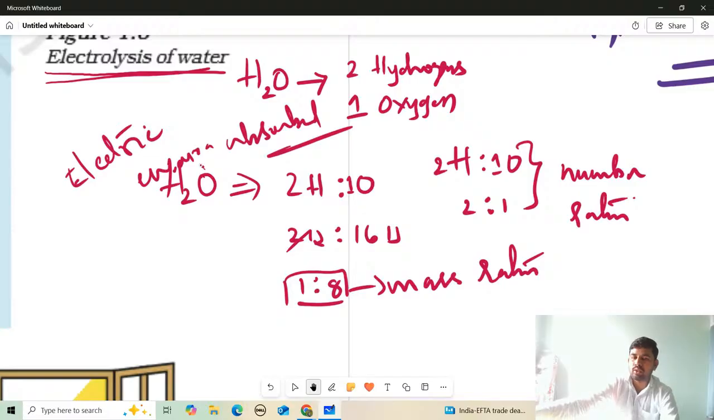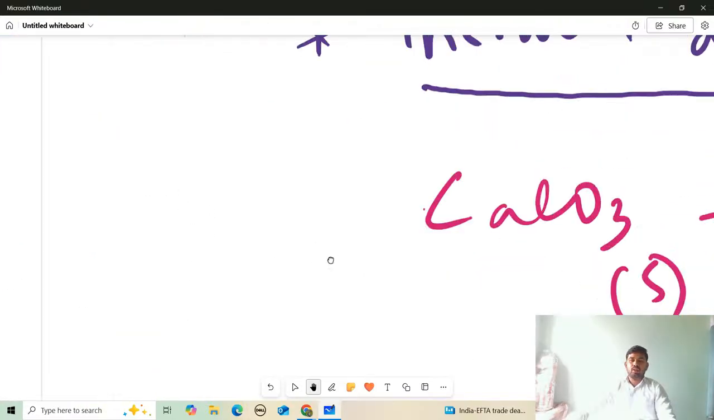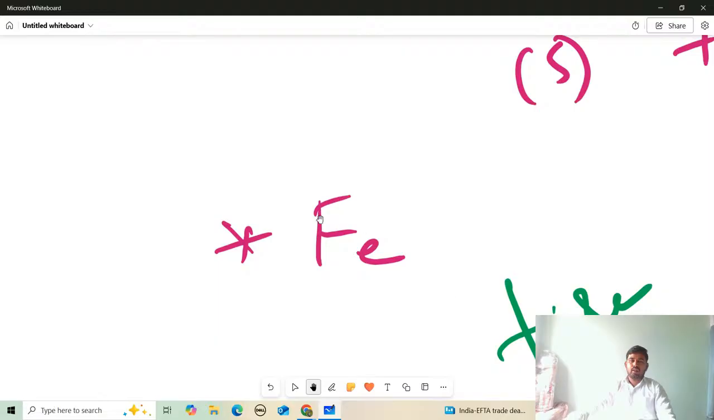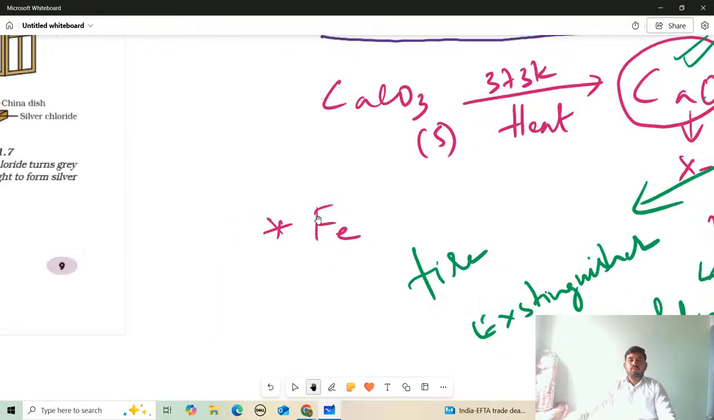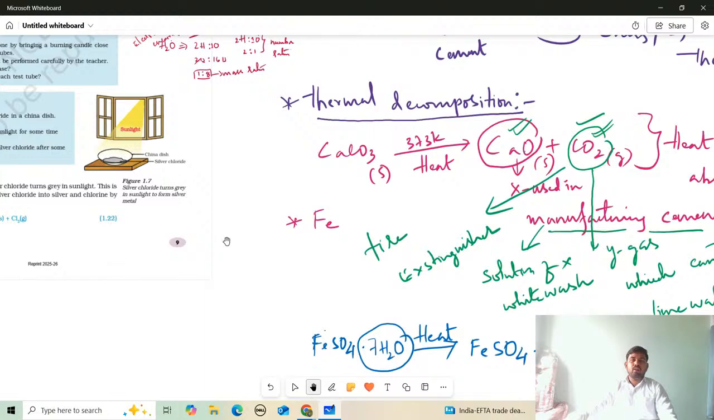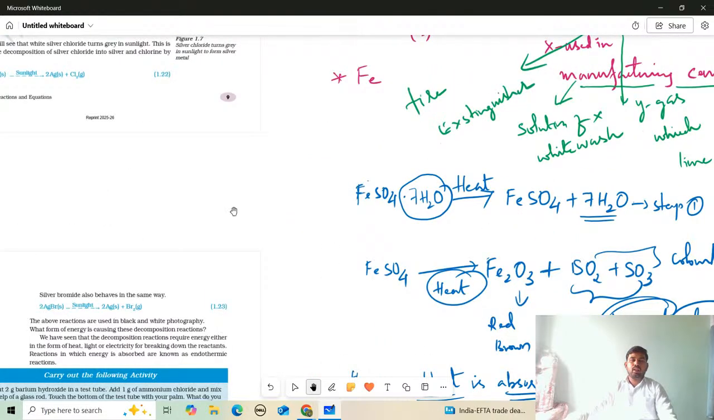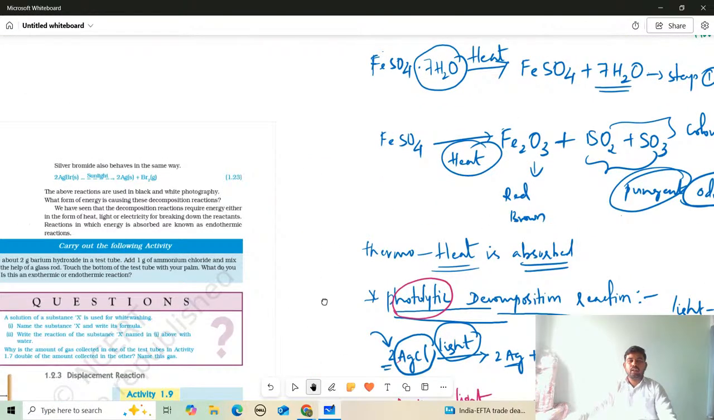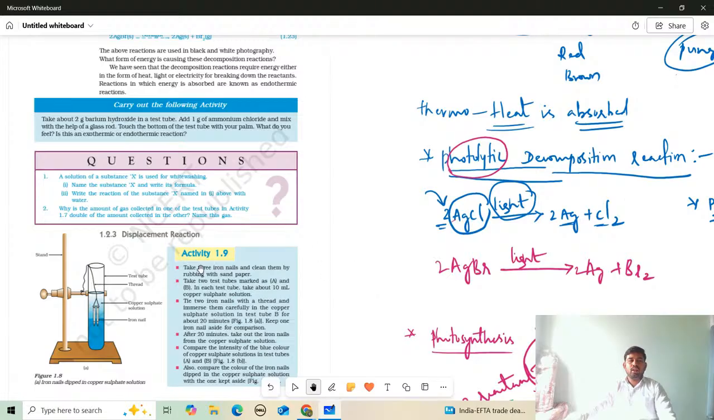Okay, next one. This is about decomposition reactions that we discussed. After this, thermal decomposition is completed. All these things we discussed are completed. There are some questions here.